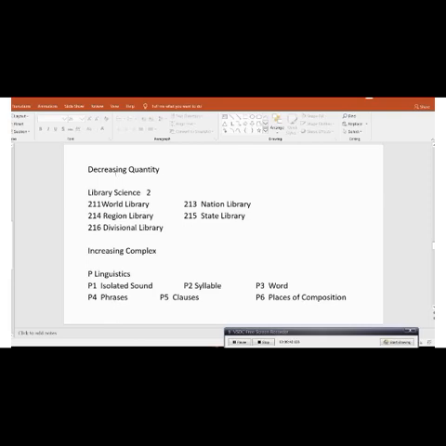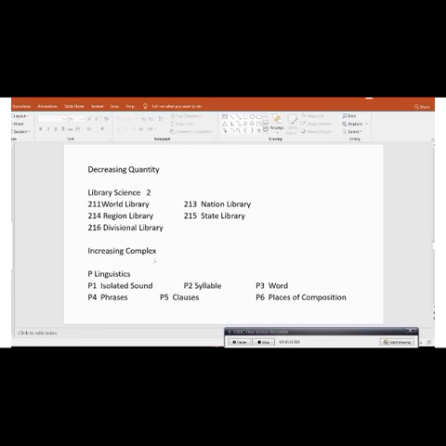Sometimes he introduced the decreasing quantity also. For example, in library science, 211 is the world, 213 is the national library, 214 denotes the regional library, 215 is the state library, 216 the divisional library. So here he used the decreasing quantity.